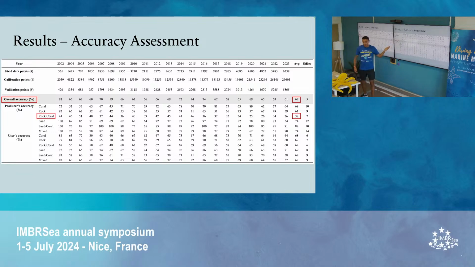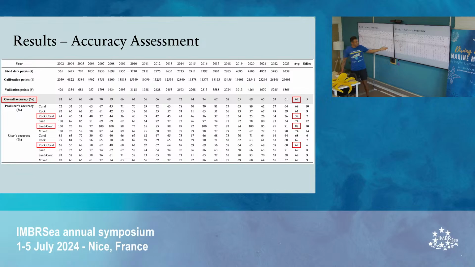Now, the producer's accuracy tells you how good the algorithm was at differentiating the classes, right? And here we can see that the rock coral class had the lowest accuracy of only 38%, and that makes sense because it's a mix of classes. And then the highest, which kind of took us by surprise, is the sand coral class, which is also a mixed class, but the coral is a lot more different from sand spectrally, so they look very different. So it makes sense that that mixture of pixels is highlighted for the algorithm.